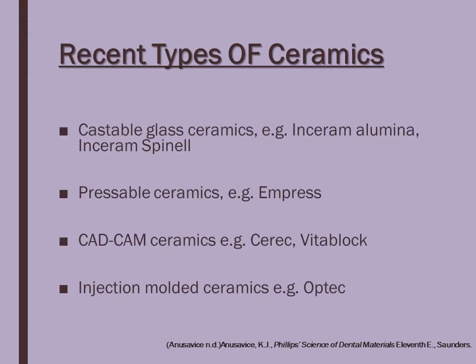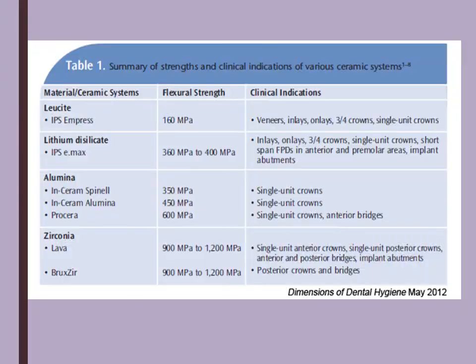The recent types of ceramics are the castable glass ceramics, and the commercial names are Ceram Alumina, Ceram Spinell, pressable ceramics, for example, Empress. These are all the manufacturing names or the commercial names. CAD-CAM ceramics, for example, Cerec and Vitablock, and then the injection molded ceramics, for example, Optec.